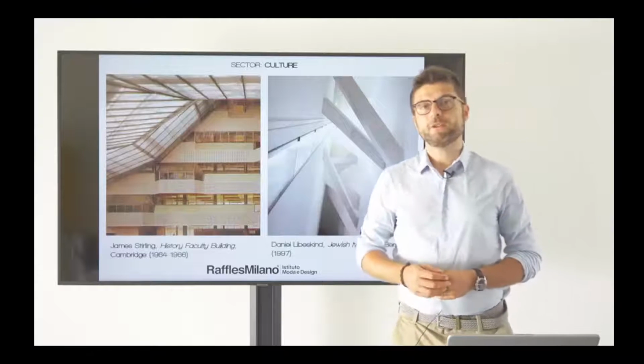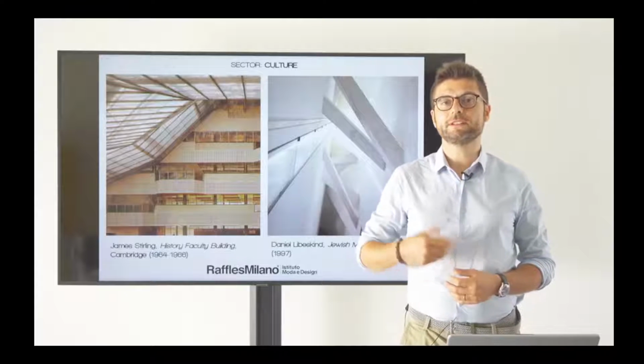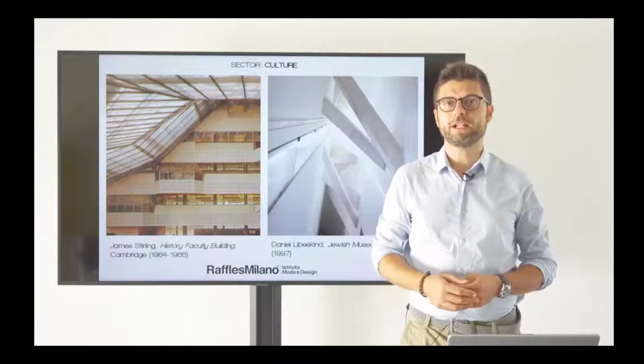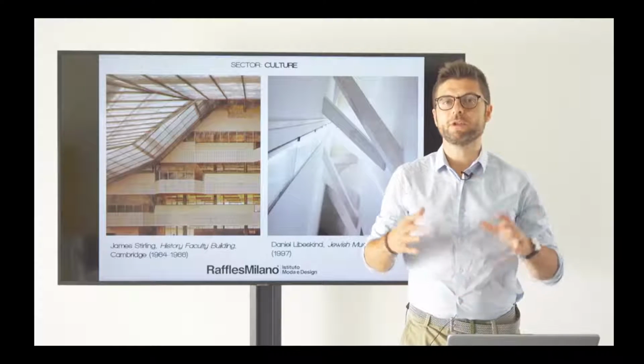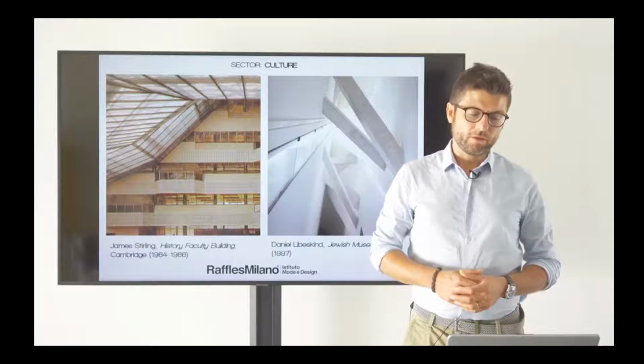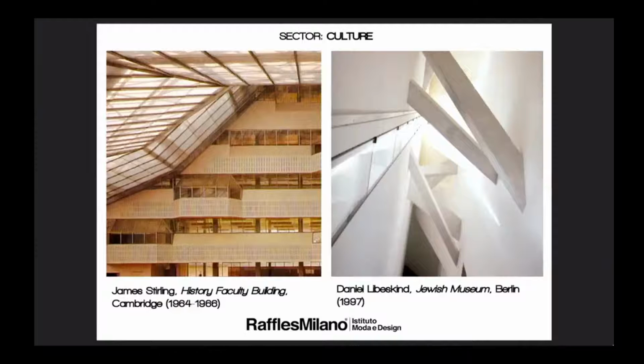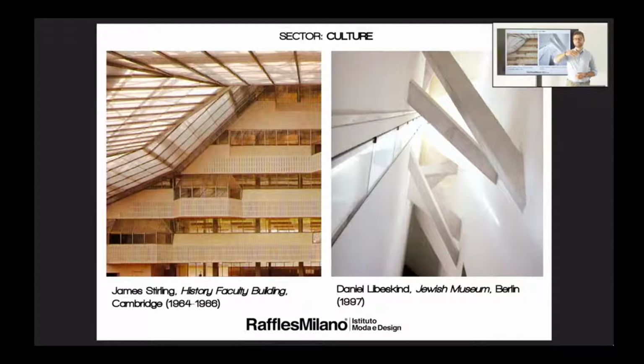There is a sector that is the one of culture, certainly, and here museums, universities, schools, libraries, and auditoriums are a few of the examples that can be contained in this group. On the left, we see the History Faculty building by the English architect James Stirling, a faculty that is really interesting because of a great big wave that covers the central open space of the faculty, a space that is made for studying.